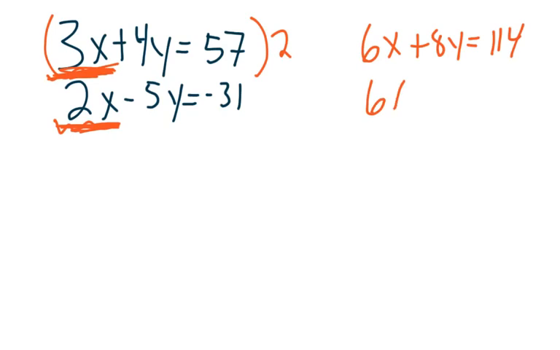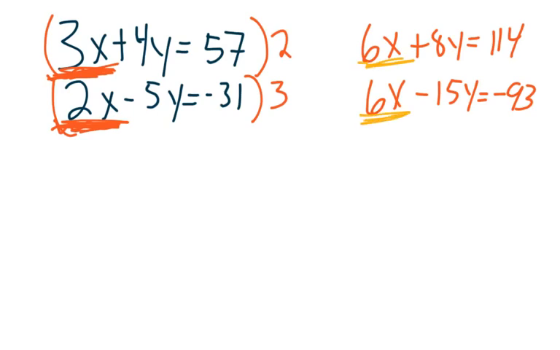Again, we want 6x for our bottom equation. In order to get 6x in our bottom equation, we're going to have to multiply that by 3. So 3 times 2x is 6x minus 15y equals negative 93. Now we have the same number for our x term, so we can eliminate x. Since both of them are positive, we're going to subtract the second, or the bottom, equation.